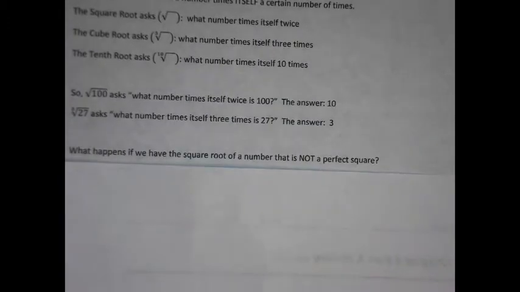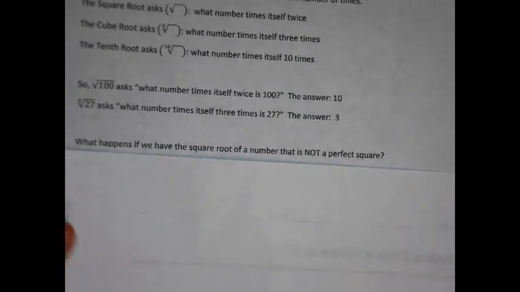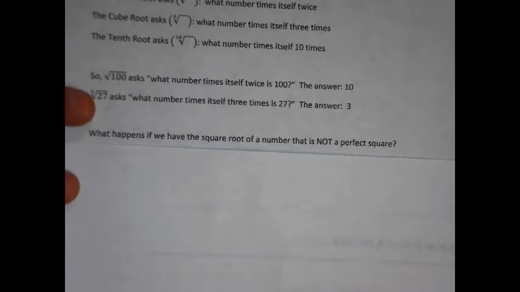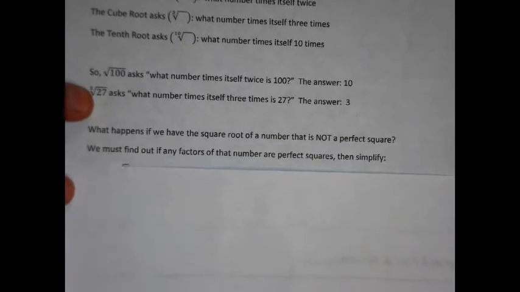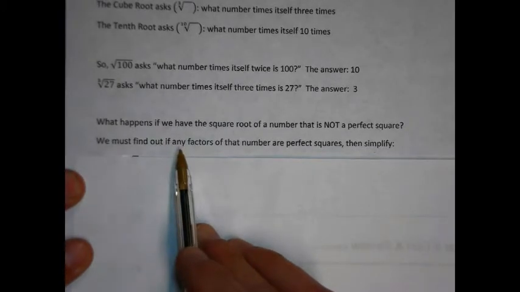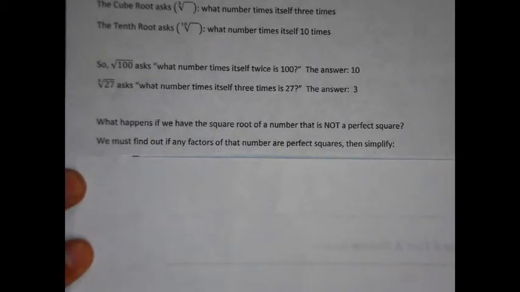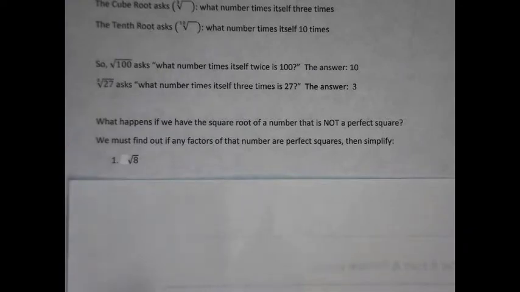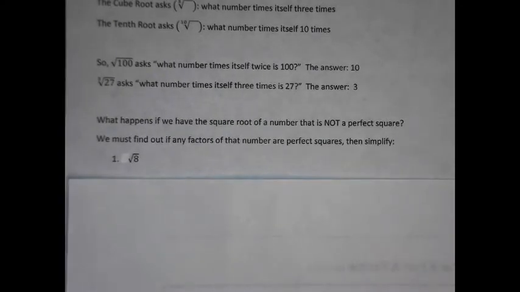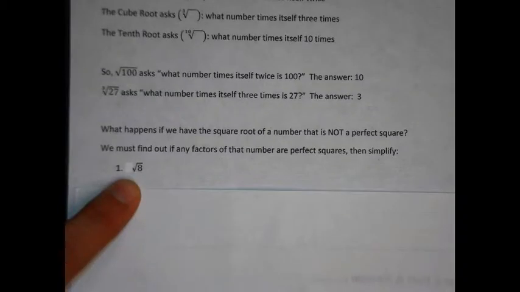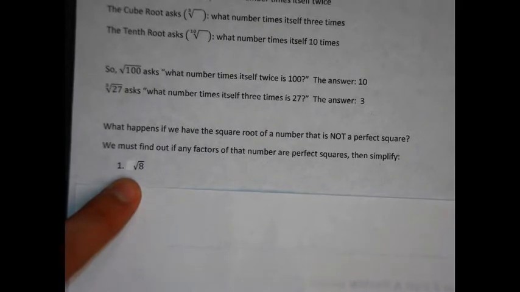So what happens then if we have a square root of a number that isn't a perfect square? The note is very simple. The note is we must find out if there are any factors of that number that are perfect squares, then we can simplify. I know you're thinking right now, what in the world are you talking about? Here's an example. So if we have the square root of 8, let's say, hopefully you know that 8 is not a perfect square. You don't recognize 8 from our list of perfect squares, so what in the world do we do with that square root of 8?